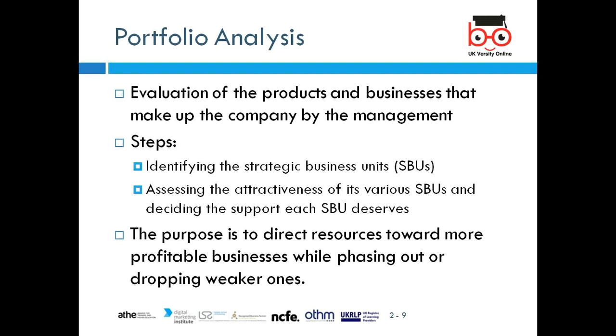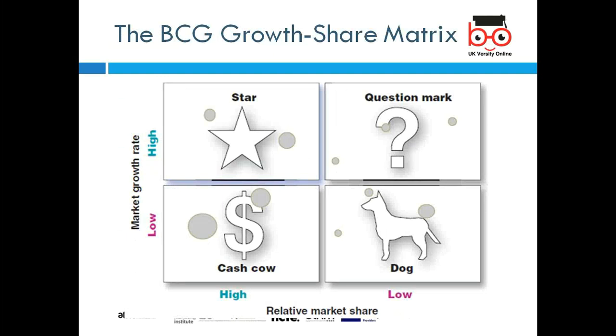So maybe some SBUs we need to be like a different brand, we need to phase out. The purpose is to direct resources toward the more profitable businesses while phasing out or dropping the weaker ones. For the weaker ones, maybe we can move to external or local, and we'll focus on those that are giving us more profit.